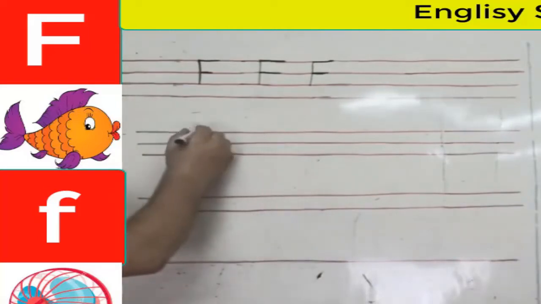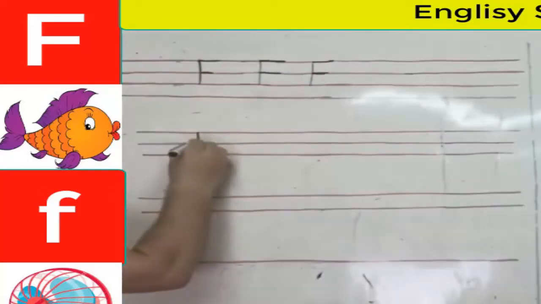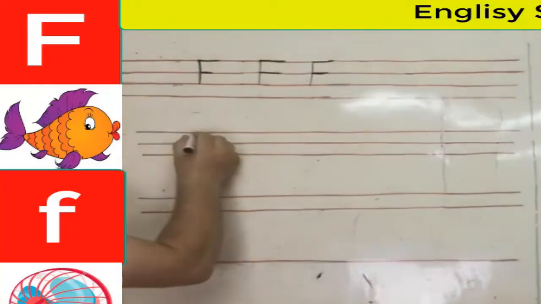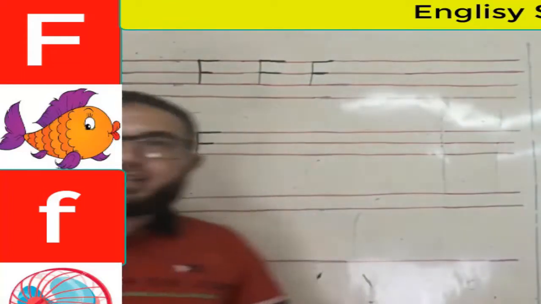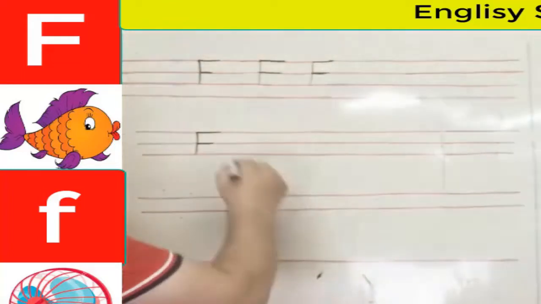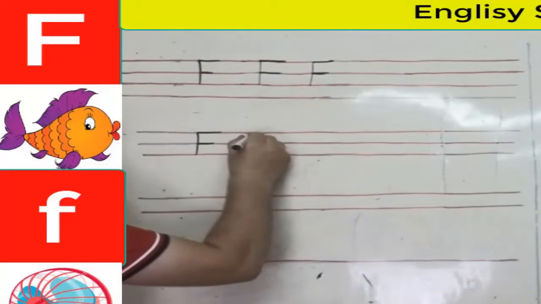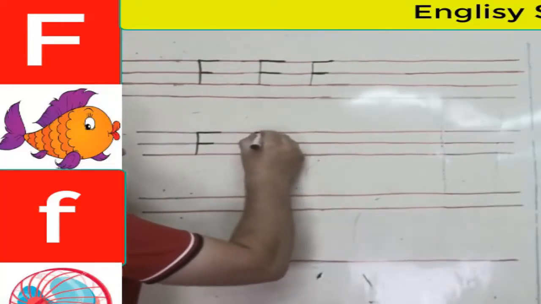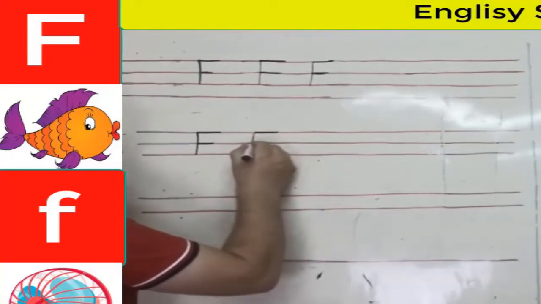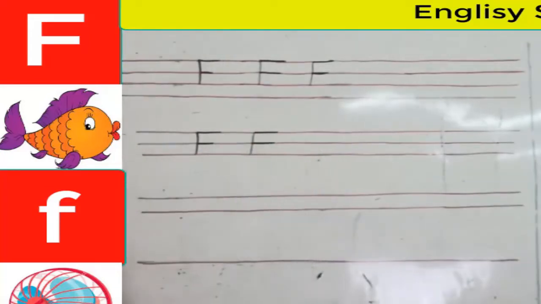So let's see how to write it on the three lines. We start at the first line, then go down to the third line, then make a sleeping line on the first line and make a sleeping line on the second line. It's called F capital. Again, we start at the top from the first line, go down to the third line, and then go straight at the first line, and then another sleeping line on the second line. It's F capital.